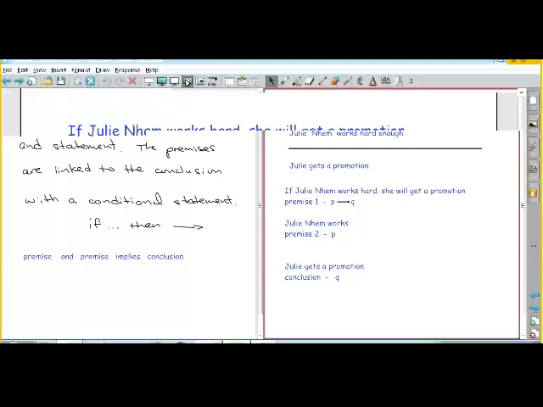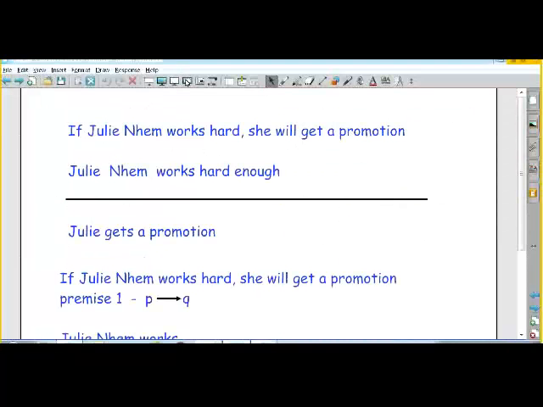So here's an example. It's sort of like the study hard and get an A question. The argument is, if Julie Nem works hard, she will get a promotion. This is from the book, I didn't make this person up. That is a conditional statement: if Julie Nem works hard, then she will get a promotion. That's what we call the premise. I'll just write that in a different color. This is a premise.